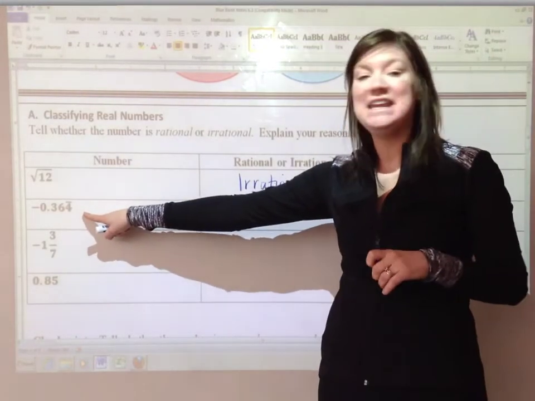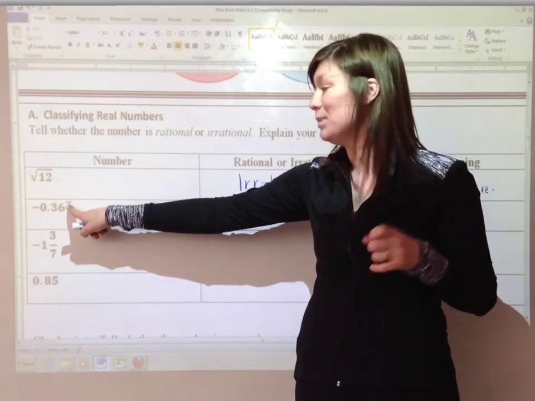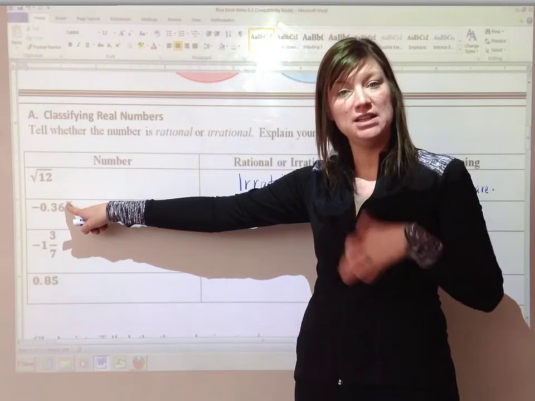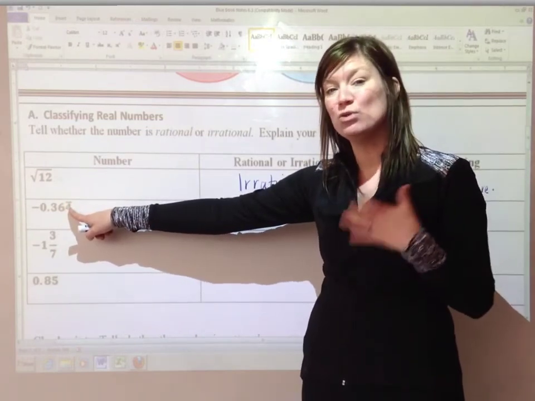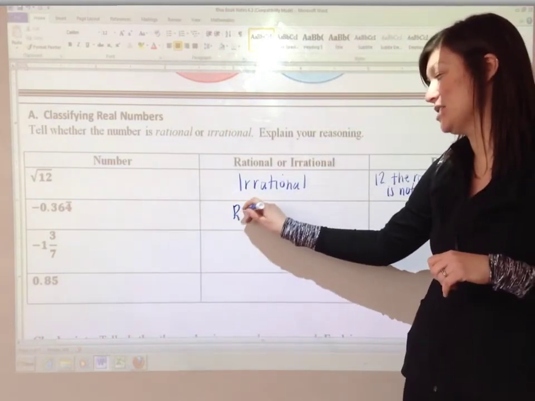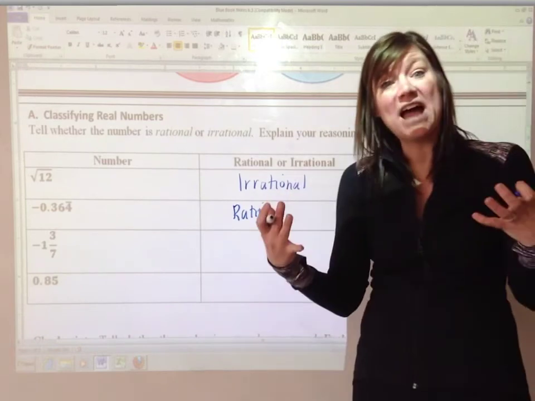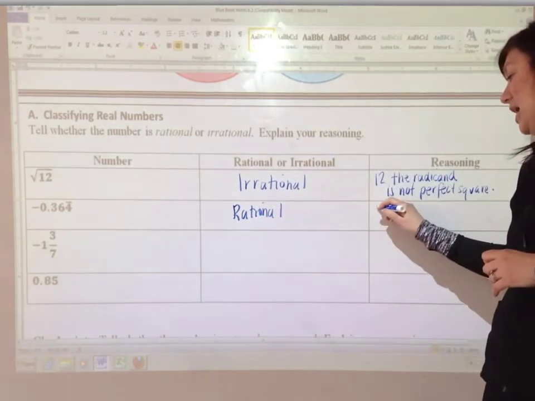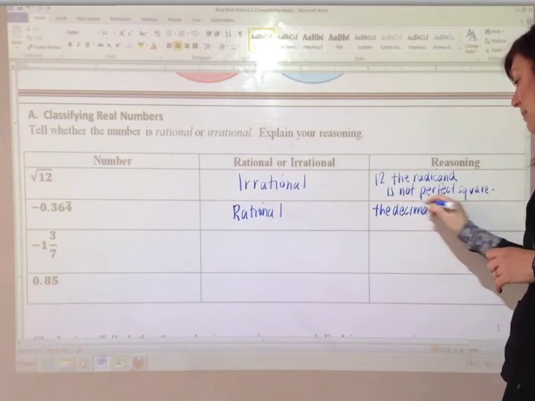So if we look at negative 364 thousandths, but we have that bar, and if you remember correctly, that bar means the digits repeat. Since this decimal repeats, what is it classified as? That's classified as rational. When a decimal repeats, it's considered rational, because the decimal repeats. That's one key fact from the top as well.